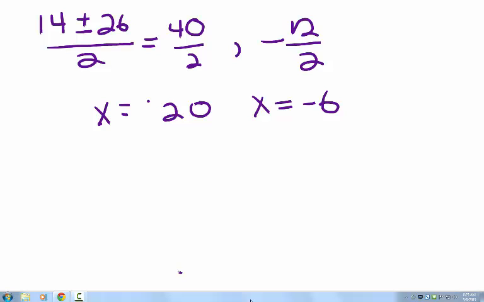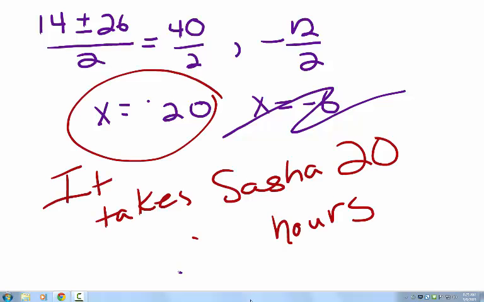Now, since we're interested in finding a value of x, where x represents an amount of time, we'll throw out the answer x equals negative 6. So now we know that it takes Sasha 20 hours to complete the job alone.